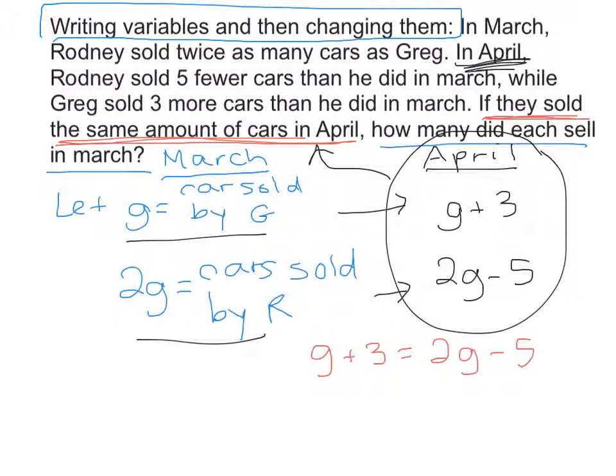And I believe that if you subtracted G from both sides and added 5 to both sides, you would get G equals 8. So that means that in March, Greg sold 8 cars, whereas Rodney sold 16 cars. Okay? All right, so now the problems that we're going to be doing in class are going to be based on all of these different types, and we're going to put it together and make sure that we remember everything that we can, okay? And then we'll take that piece a little bit farther in a few days.